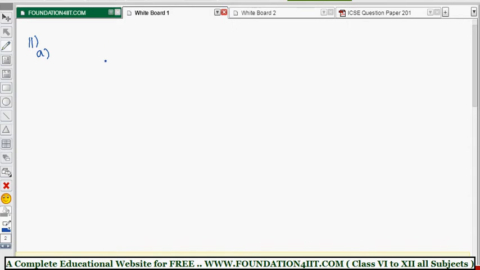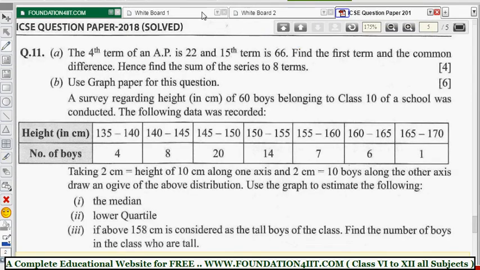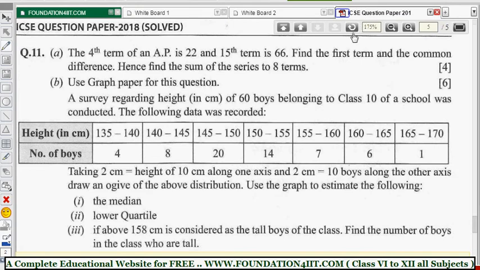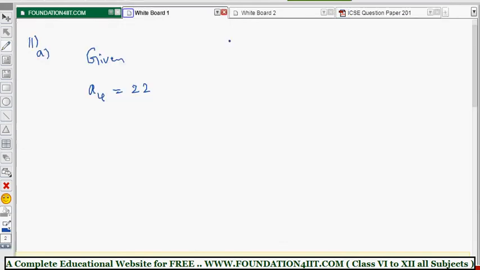So 11th A. Let A be the first term and D the common difference. Okay, and given, let's note the given data. The fourth term is 22, so A4 is 22, and the 15th term is 66, so A15 is 66.